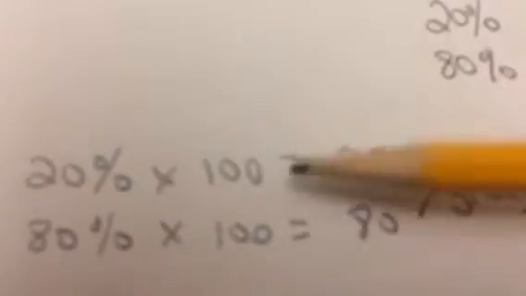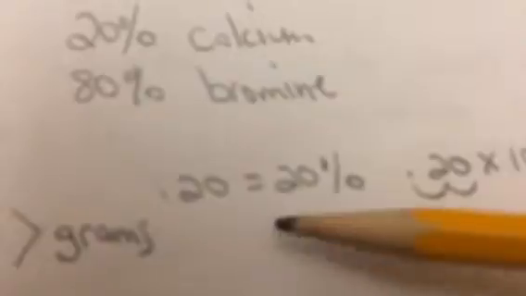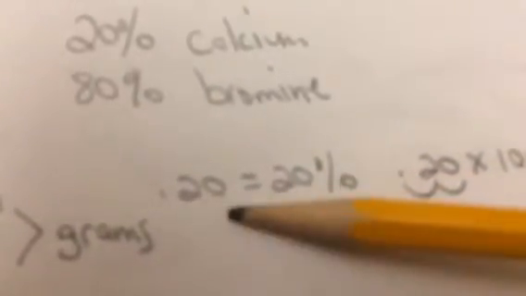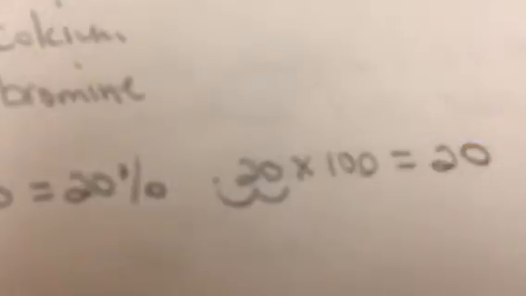So you take your 20%, you multiply that by 100 because you assume 100 grams, and it gives you 20. The reason it gives you 20, if you recall, is that 20% equals 0.20. When you multiply something by 100, you're simply moving the decimal place 2 spaces. It'll leave you 20. So that's why they do 100 grams, because it makes it easier.